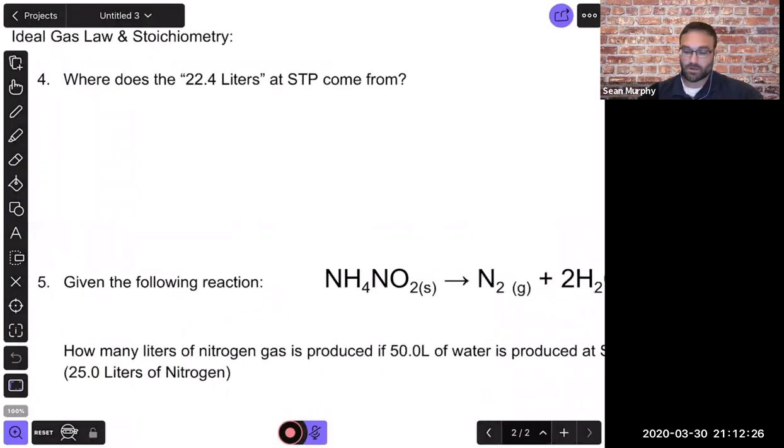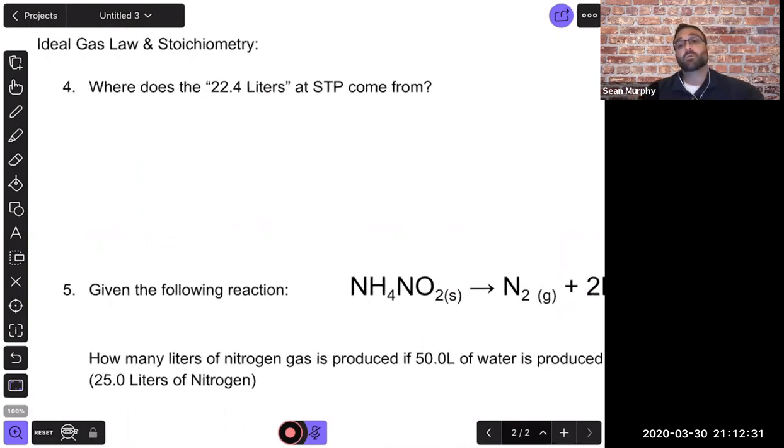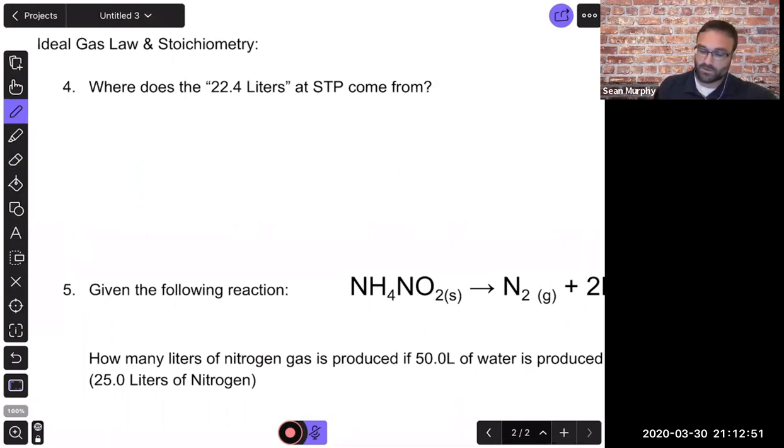Now, we're going to start talking about when we can use 22.4 and when we cannot. Up to this point, we've always been able to use 22.4. Some of you guys are wondering, how in the world did we come up with this number? Well, we came up with the number when solving for PV equals nRT. As long as you're using the correct units, you'll get 22.4 every time.